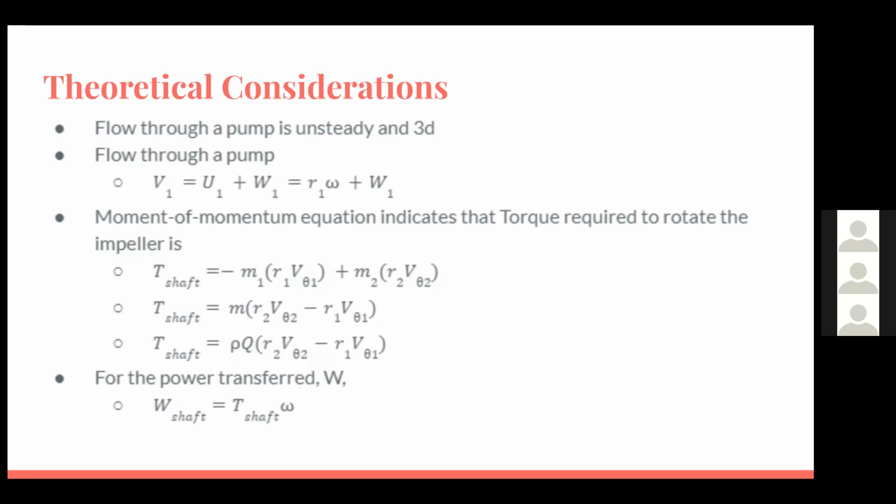And then to find the power transfer W, we know that W shaft equals T shaft times omega.